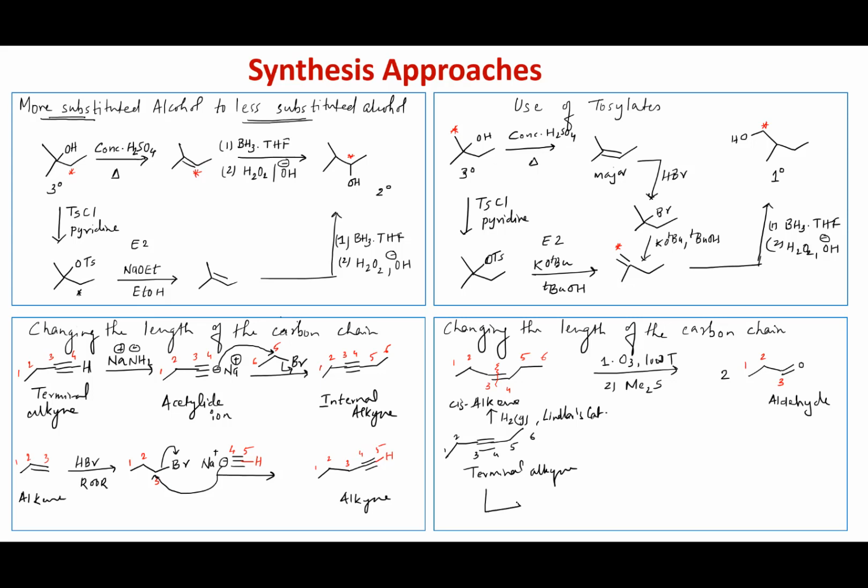Okay, because if I reacted this alkyne with sodium and liquid ammonia, that will give me the trans alkene. So 1, 2, 3, 4, 5, and 6 carbon. So it would give me the trans alkene that way. Okay, so we can convert the internal alkyne into a cis alkene or a trans alkene, and then continue on to do reactions. Okay, so those were some additional synthesis approaches that are useful.